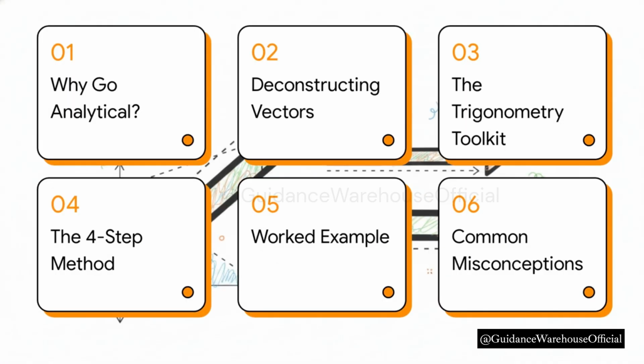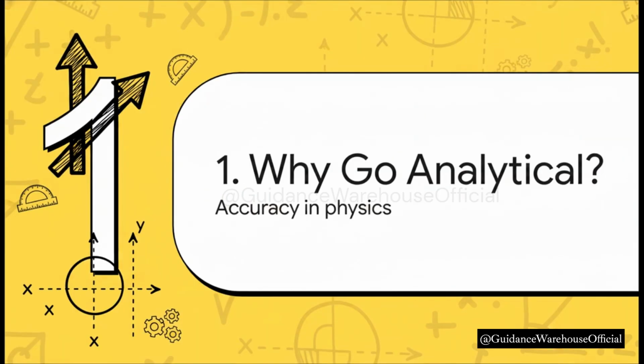So here's what we've got on tap. First, we'll talk about why we even need to go analytical. Then we'll deconstruct vectors into their components and grab the trig tools we need. After that, I'll show you a super straightforward 4-step method, we'll walk through an example together, and finally, we'll clear up some common tricky spots that trip people up. Okay, let's get right into it.